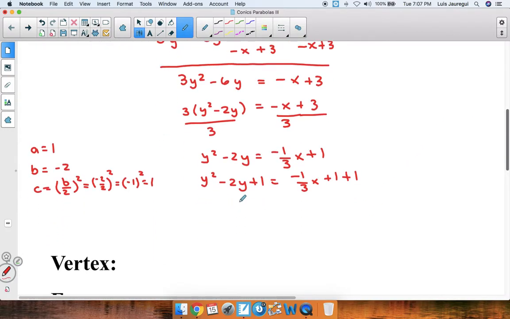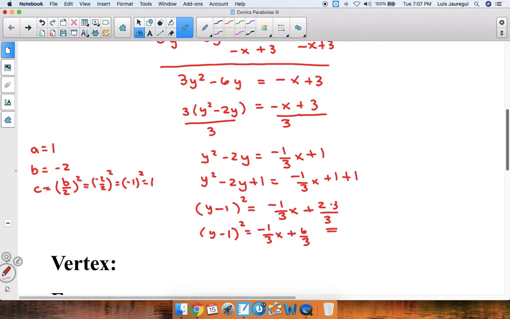Now the left hand side will be factored as follows. We're going to get y plus or minus whatever we were squaring here. So in this case it is y minus 1 quantity squared, and this is equal to negative 1/3 of x plus 2. Now I'm going to multiply that 2 by 3 over 3 so we can have the same denominator. So we get y minus 1 quantity squared is equal to negative 1/3 of x plus 6/3.